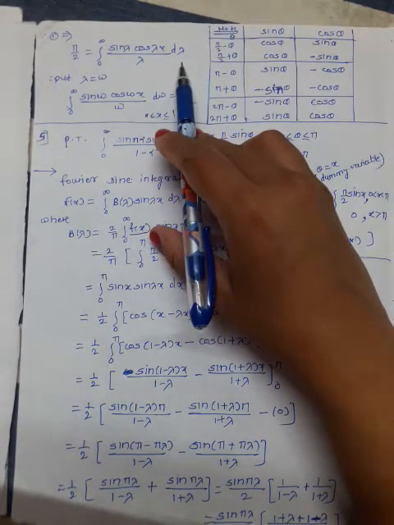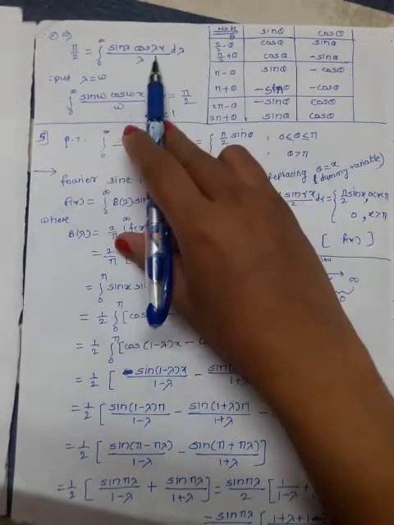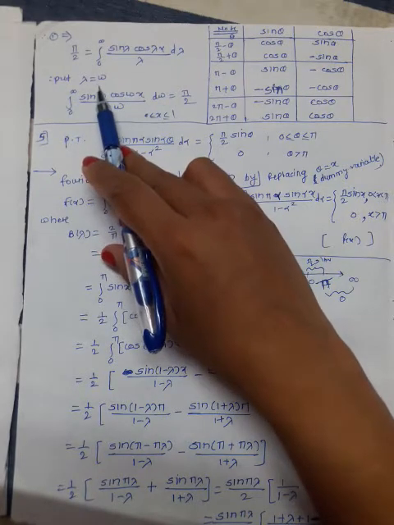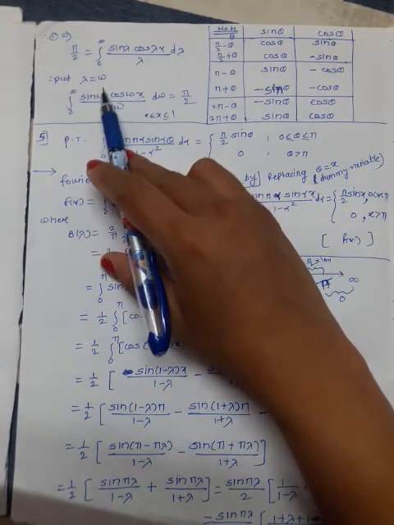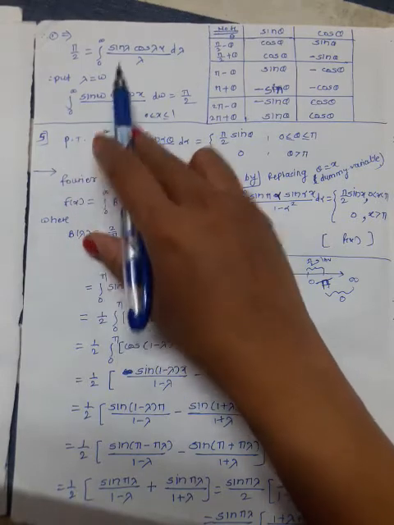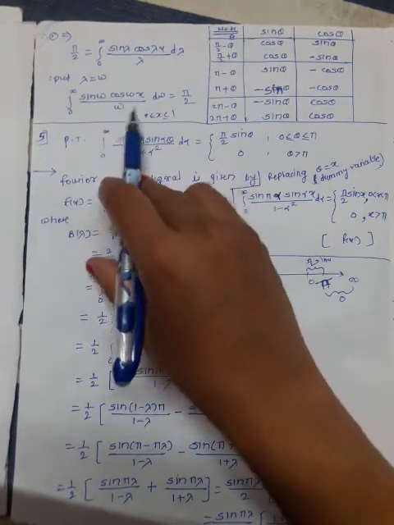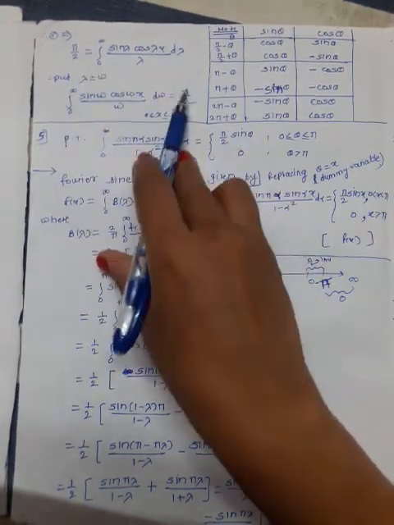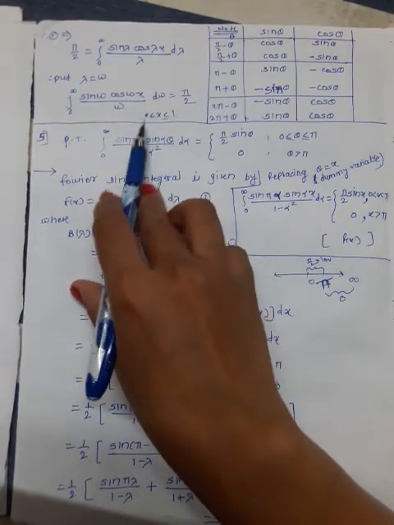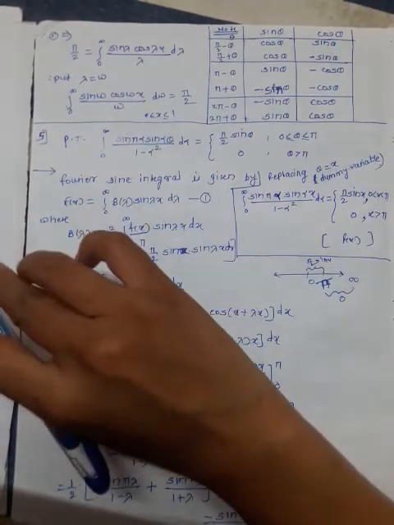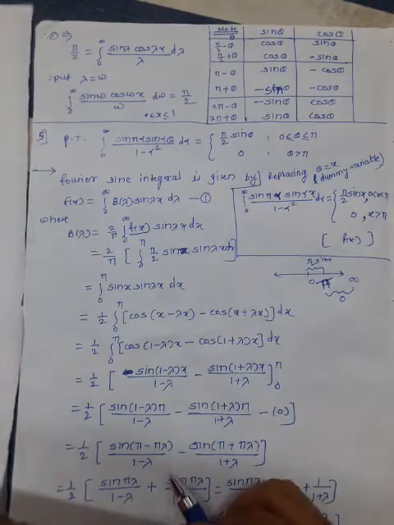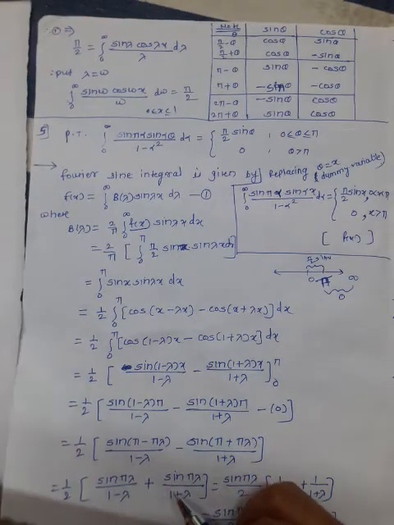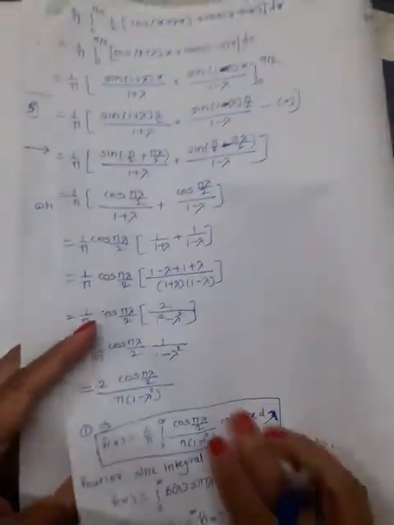Okay. Now put the dummy variable lambda equal to omega, because omega is present in the example. That's why 0 to infinity sine omega cos omega x upon omega d omega is equal to pi by 2, where x lies between 0 to 1. Okay. Now consider the next example.